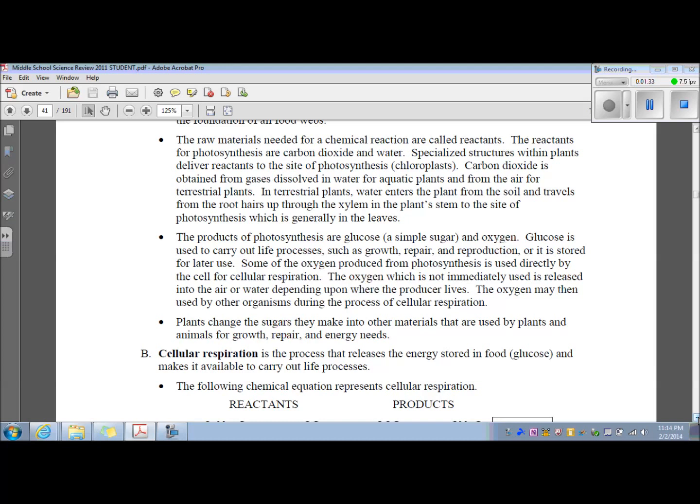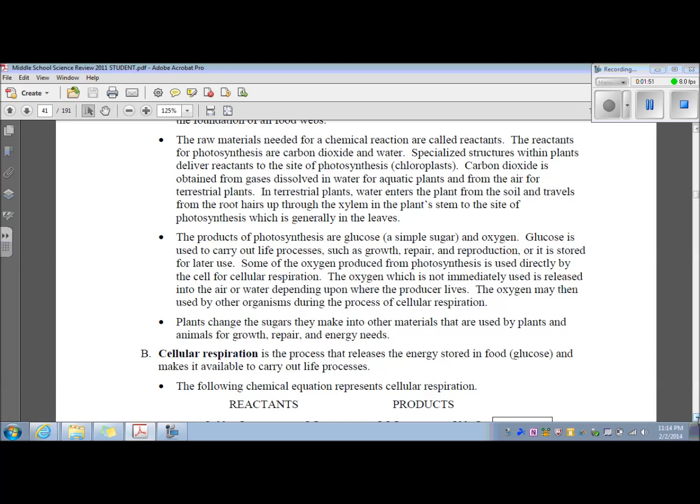In terrestrial plants, water enters the plant from the soil and travels from the root hairs up through the xylem in the plant stem to the site of photosynthesis, which is generally in the leaves. The products of photosynthesis are glucose, a simple sugar, and oxygen.